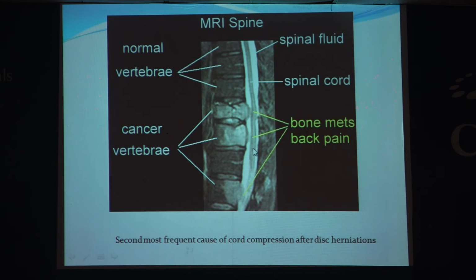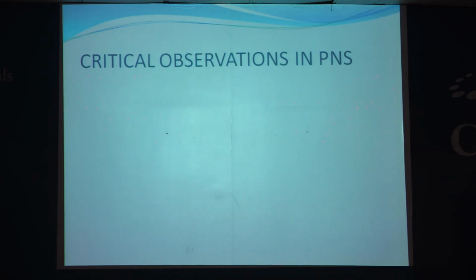And most common cause of vertebral mets will be breast cancer, prostate cancers. Prostate cancers are usually sclerotic mets, so signal intensity will be low on all sequences. That was about spine cord in short.